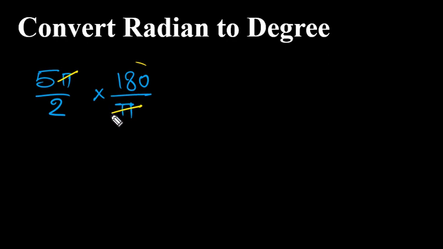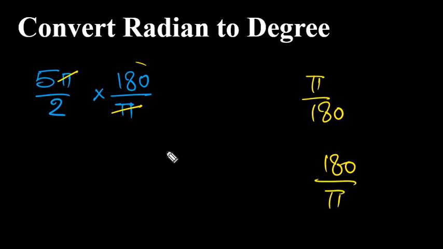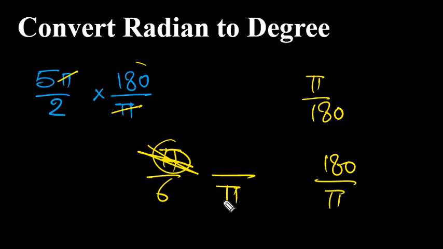So that's how you can remember it. Most of the time people get confused about whether they need to multiply with pi over 180 or 180 over pi. It's simple: if you have something like pi over 6 and you want to change it to degrees, you need pi in the denominator so that it cancels. So it's 180 divided by pi.